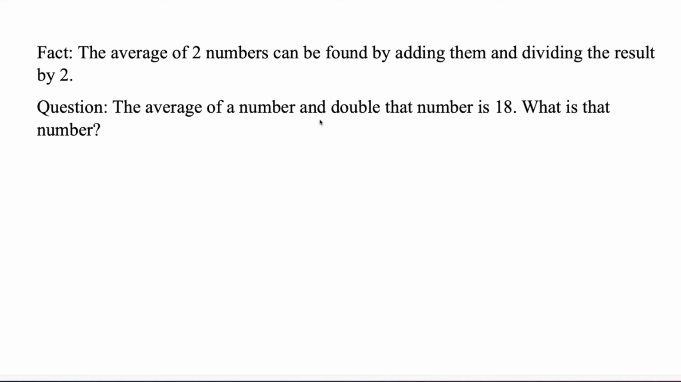The average of a number and double that number is 18. What is the number? Now, when it comes to these kind of questions, I would always introduce a variable. Now, the variable that you introduce is usually, not always, the question that it's asking you. So the question is asking you, what is the number? So I'm going to let this number be x, okay? And the question says the average of a number, so that's going to be x, and double that number. So if I double x, what should I get? 2x, right?